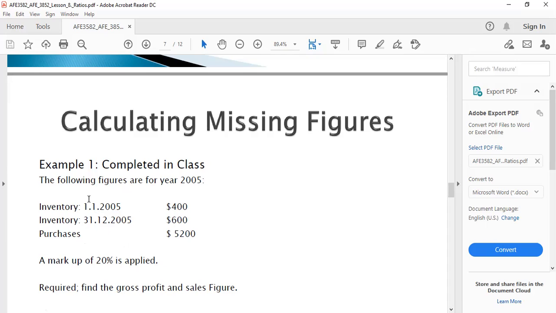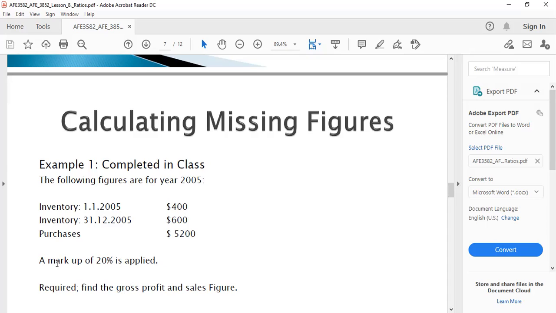In this case, you are given components of cost of sales, so you can calculate your cost of sales amount. By taking opening inventory, you add purchases, that will give us 5,600. And then you minus closing stock, and then we'll get a cost of sales of 5,000. You understand? Now that you got 5,000 cost of sales.